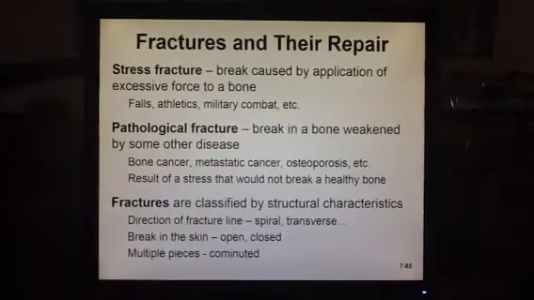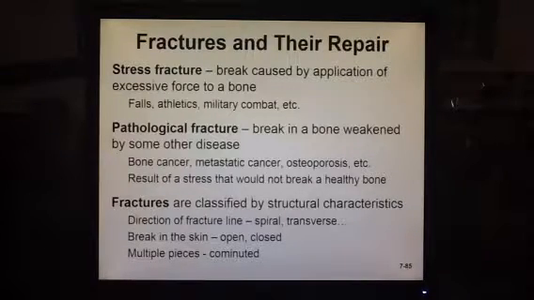Okay, the last video for this chapter is going to be disorders, and we're going to focus on fractures first, and then other bone disorders. So a fracture can be broken down into different types. A stress fracture is a break caused by the application of too much force to a bone, so maybe a fall, maybe from sports or military combat.